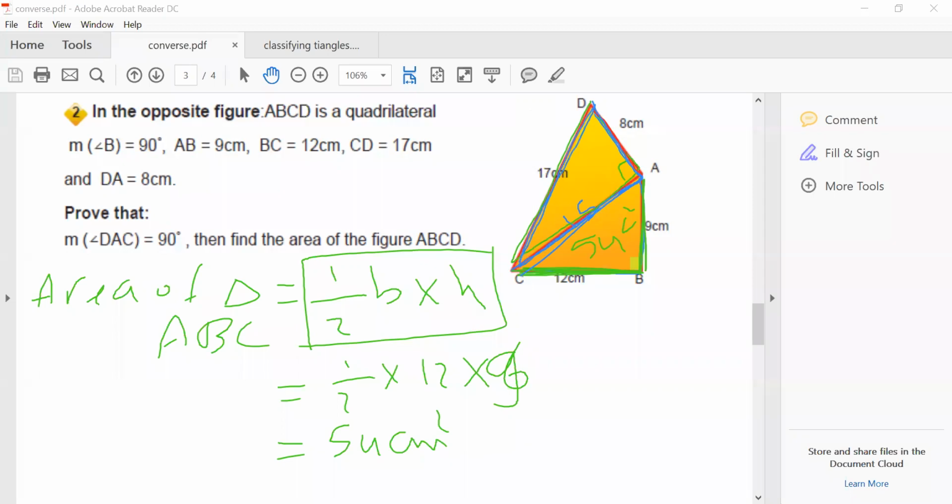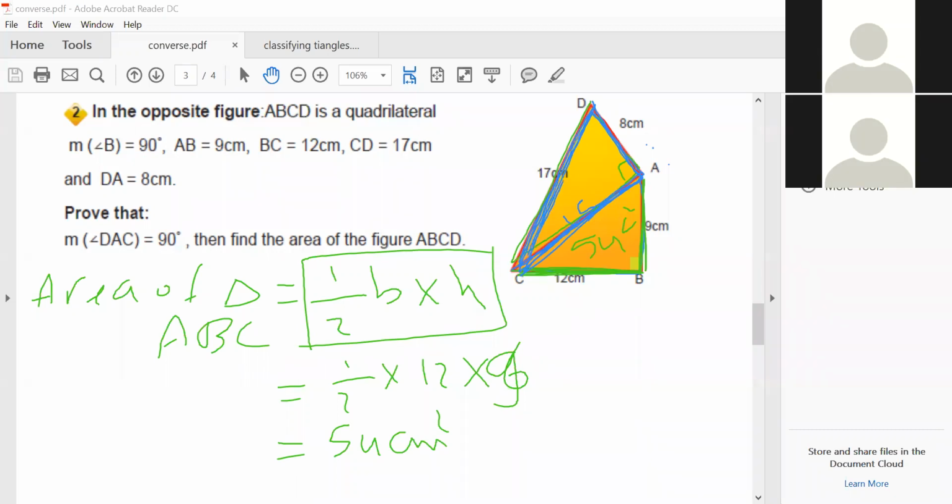Aisha, I'm talking about the triangle ADC. Is AD the height or the base? Height. Okay, where is the base? DC. Is DC the base? Is this the one perpendicular? No, AC. AC, excellent, Aisha.